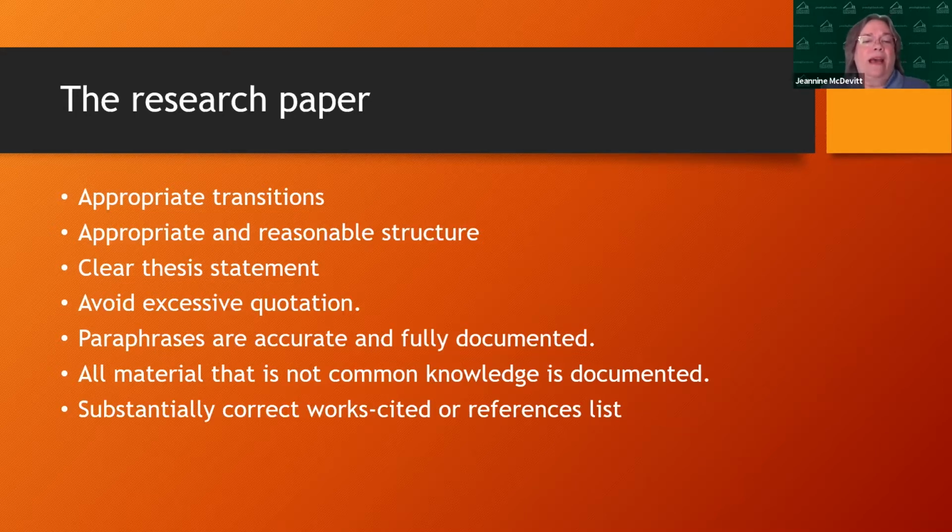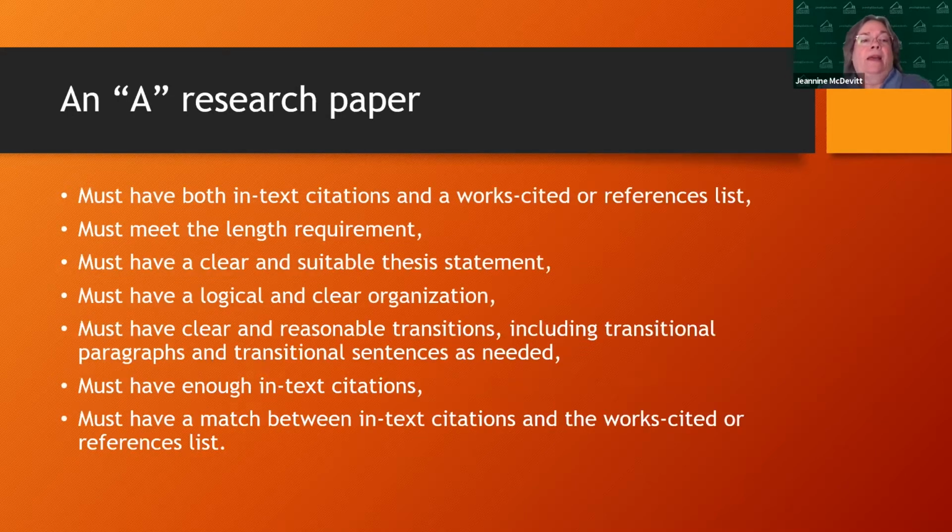Okay, so what do we have in an A research paper? To get an A, the paper must have both in-text citations and either a works cited or a references list. Now, generally, when I teach English 110, I have the students do an MLA research paper. And it's certainly all right if you do that. The course curriculum requires you to teach both MLA and APA. And the reason for that in our curriculum is that most students have to take social sciences, so they will have to know APA for other classes.